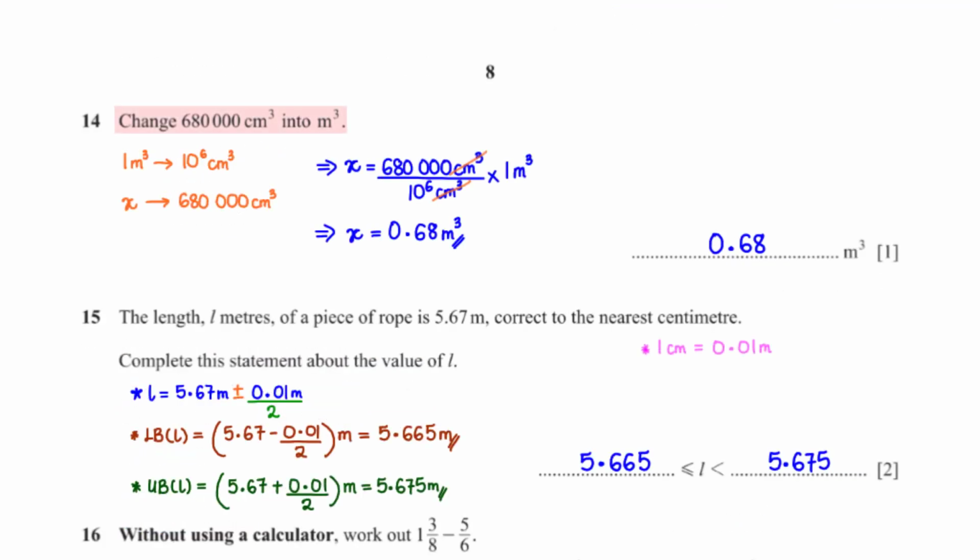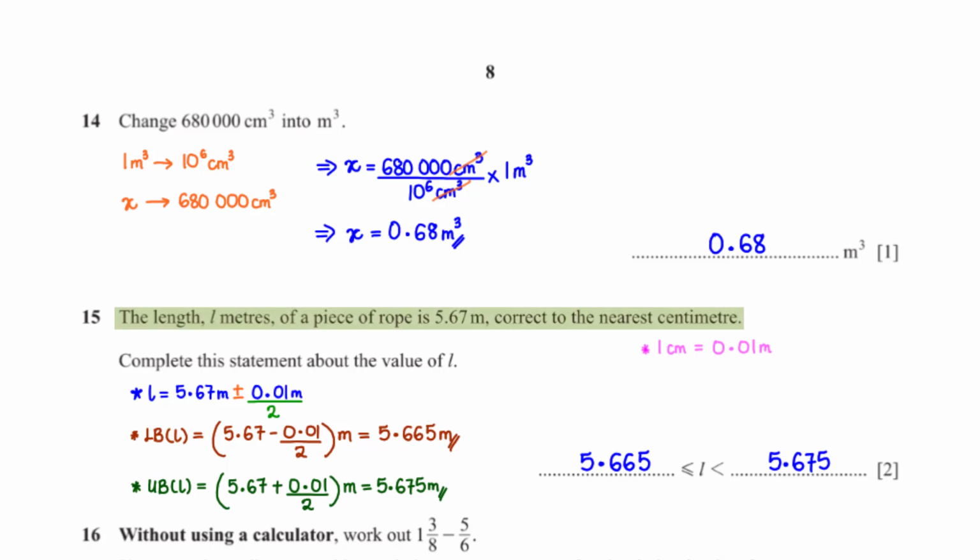Change 680,000 centimeters cubed into meters cubed. First, let's set up the conversion ratio. We know that 1 meter cubed is 10 raised to the power 6 centimeters cubed. And we want to find the equivalent of 680,000 centimeters cubed in meters cubed, which is what we are calling x. When we cross multiply and make x the subject, this is what we have, which is equal to 0.68 meters cubed.